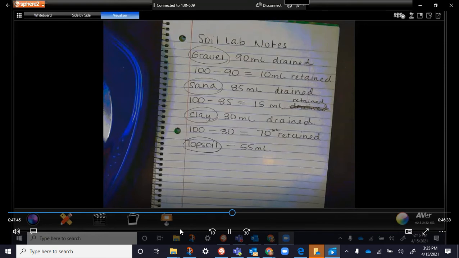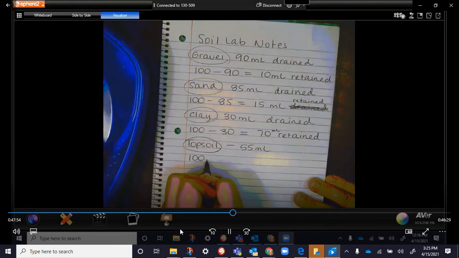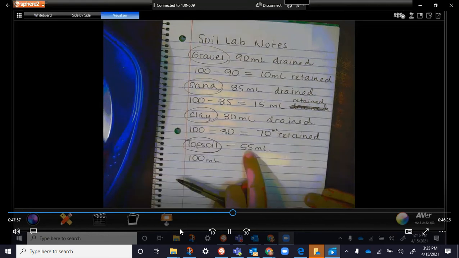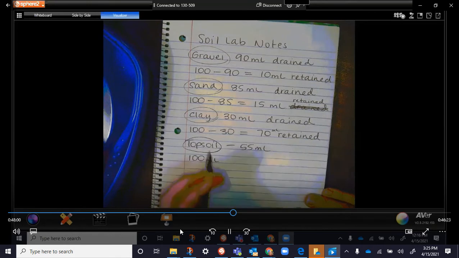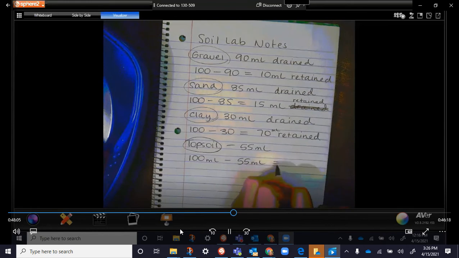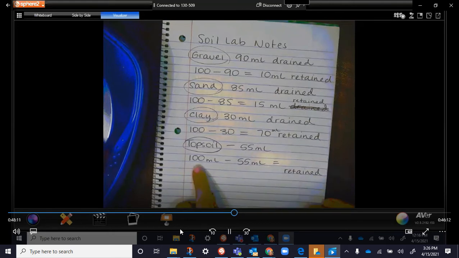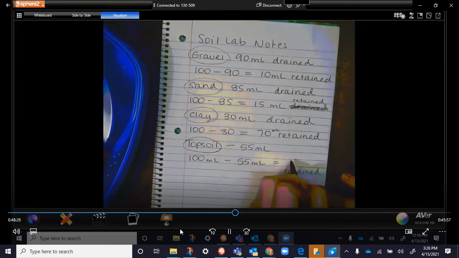100 minus 55. All right, so everybody, if you weren't sure, look here. We take what we started with. So we started with 100 milliliters. We're going to take away what drained out, the part that we could see that came out. And what's left is the amount that was retained. If we subtract it, we find that missing part. So 100 minus 55 is? 45.